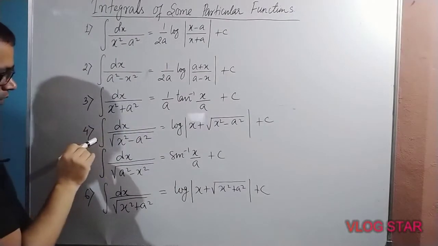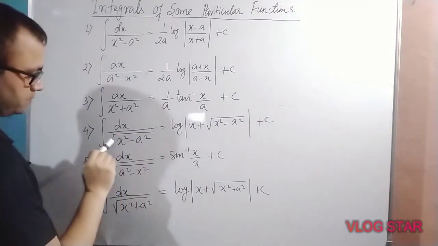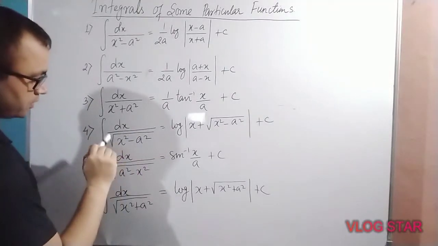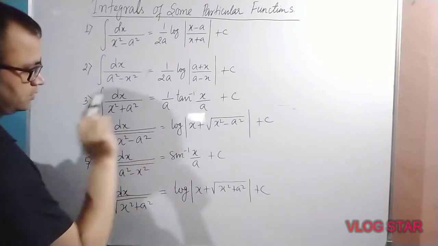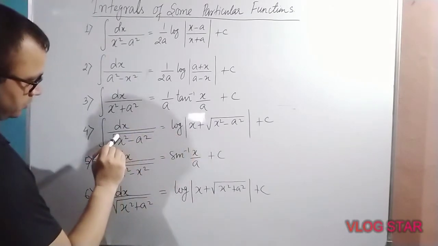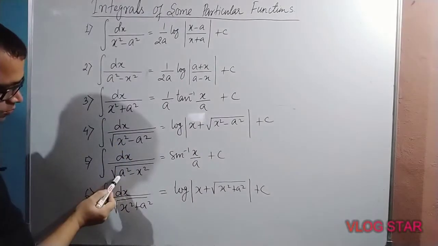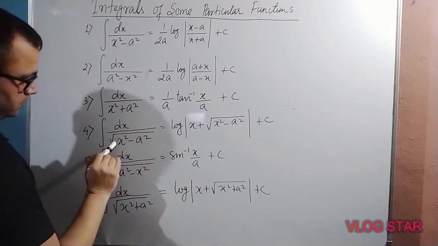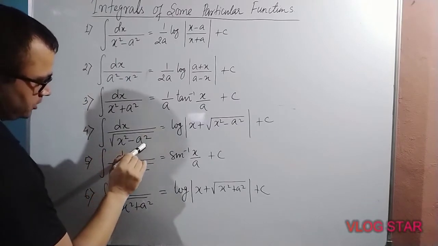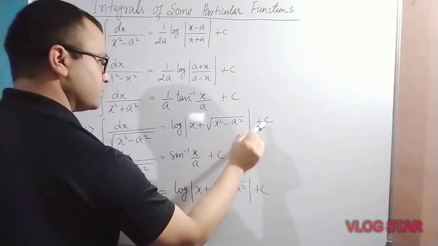Now formula number 4, dx by root under x square minus a square. In the case of root, it is log. This one is root, this one is also root. So the formula is log of x plus root under x square minus a square, plus c.